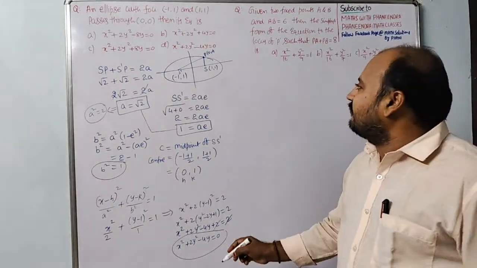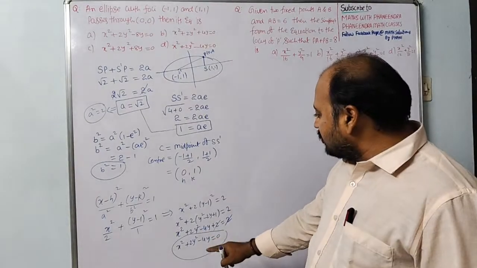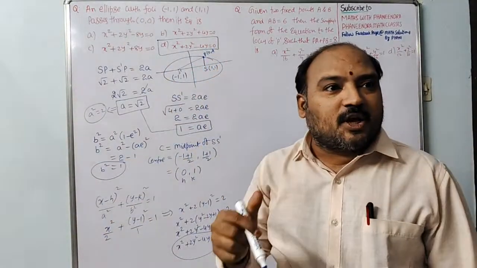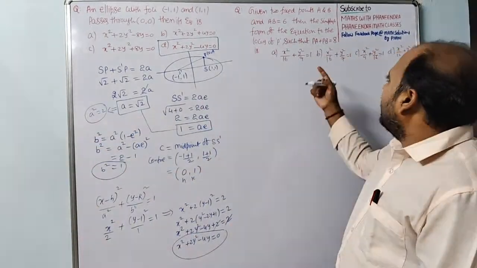You will get the equation x square plus 2y square minus 4y equal to 0. This is the way you are getting x square plus 2y square minus 4y. It is there in the fourth option, dear students. I hope you understand. We'll move on to another question here.